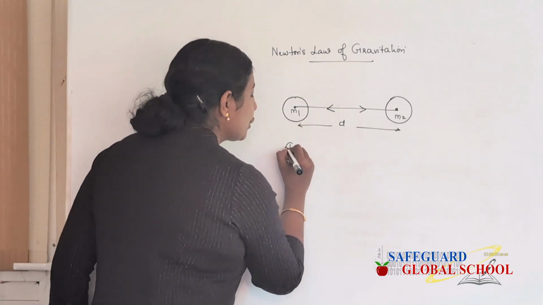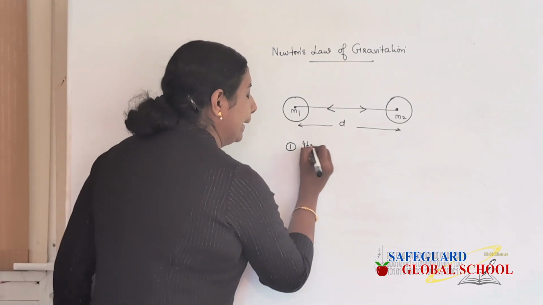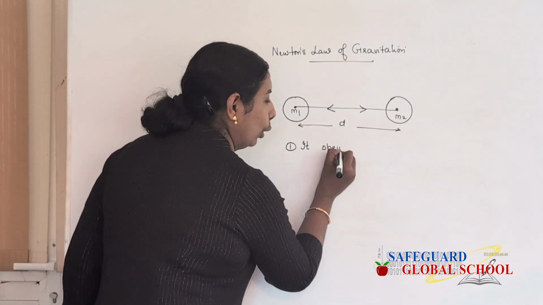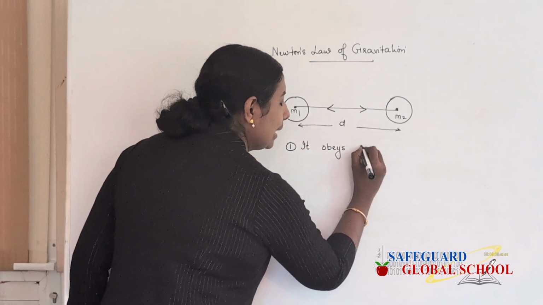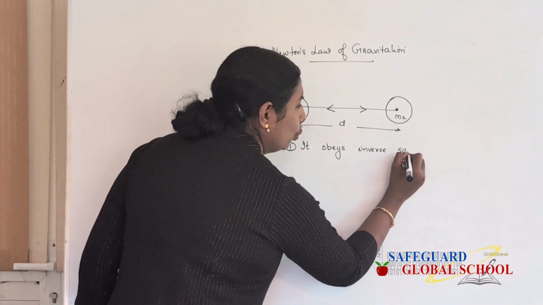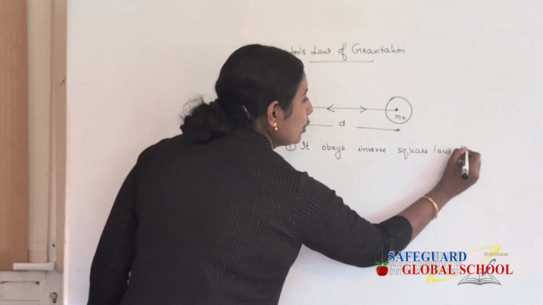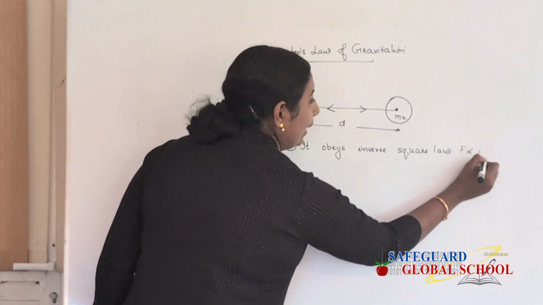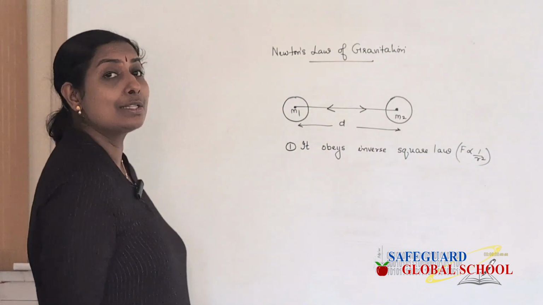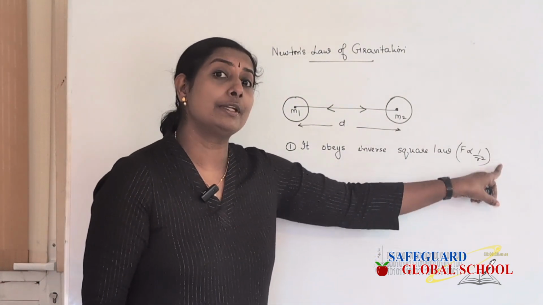The first feature of the gravitational force is, as you know, it obeys the inverse square law, isn't it? What do you mean by inverse square law, children? We know that force is proportional to 1 by r square, right? That is what is meant by inverse square law. That means it is inversely proportional to the square of the distance.